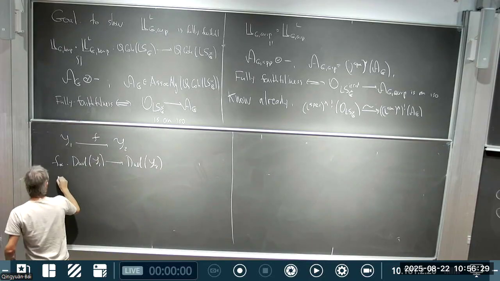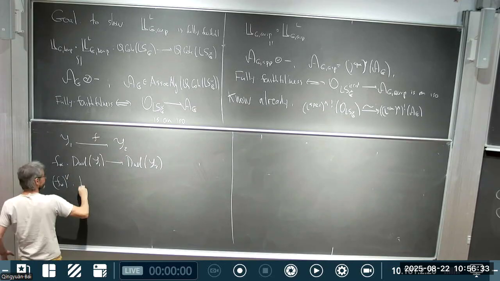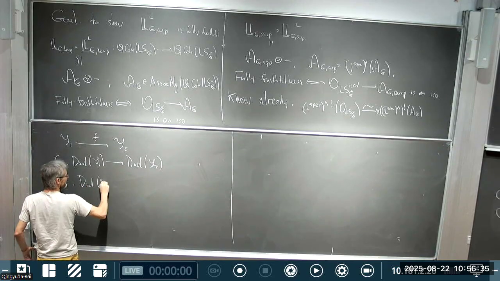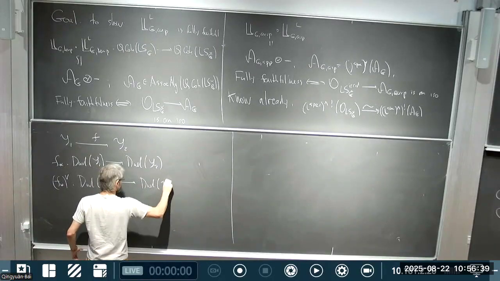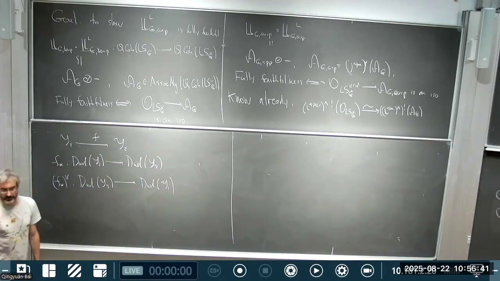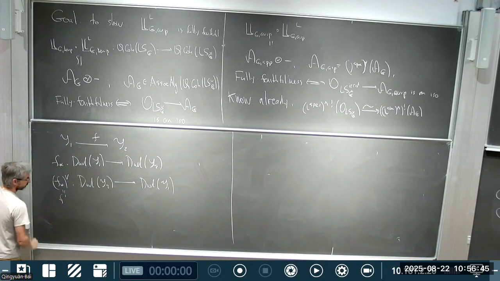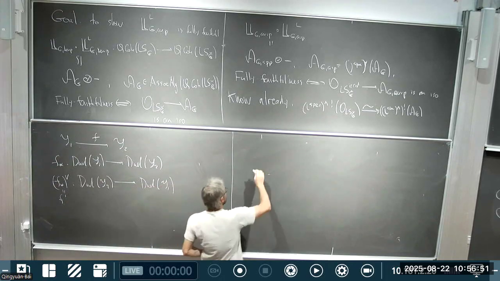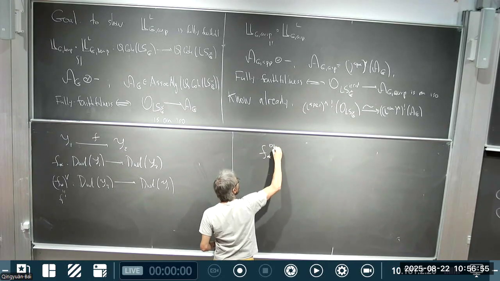So now using this identification, we can think of this as a functor from D-mod Y2 to D-mod Y1. What functor is that? The claim is that this functor is actually f upper shriek. Who knows what that is?